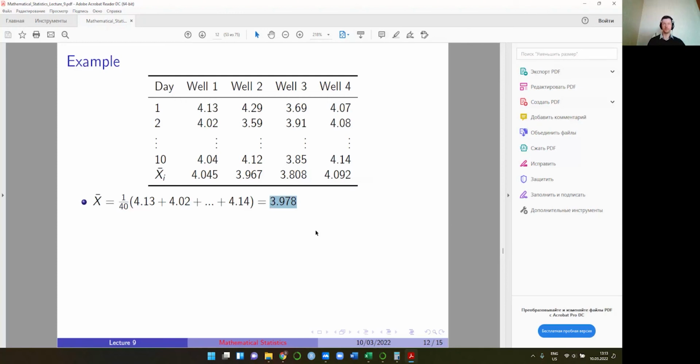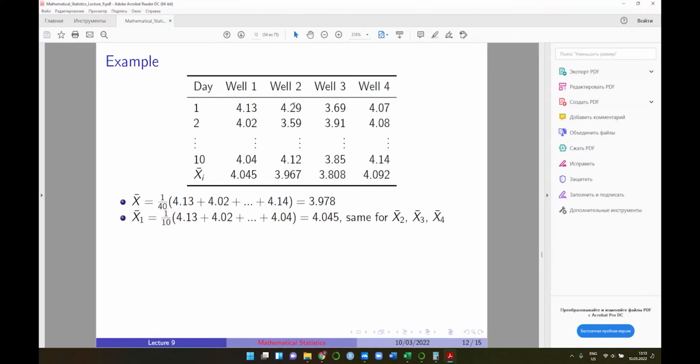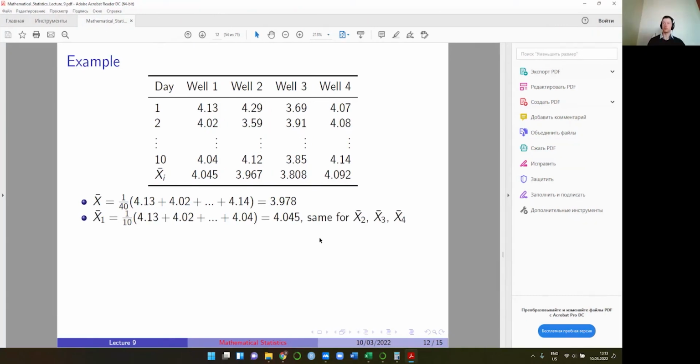3978. Well, as I said, every particular group sample mean we calculate with the help of the respective columns. And of course, we divide by the number of observations in this column, for example by 10 or by something else. And the same for every other column. So I hope that this is clear, what is going on here.